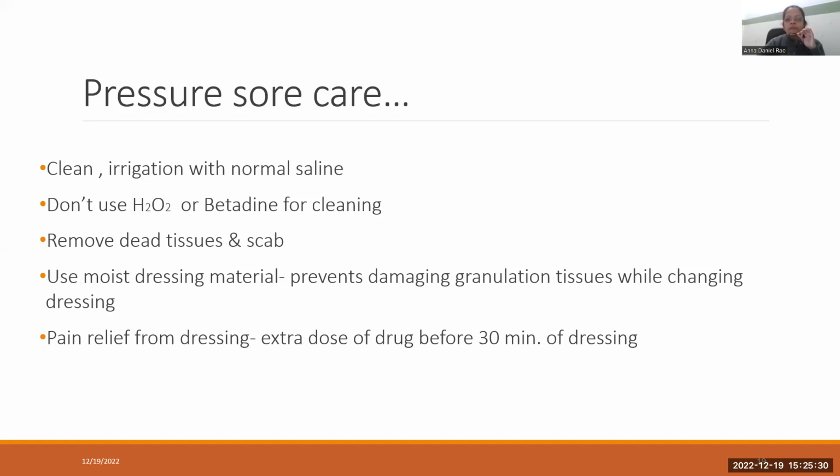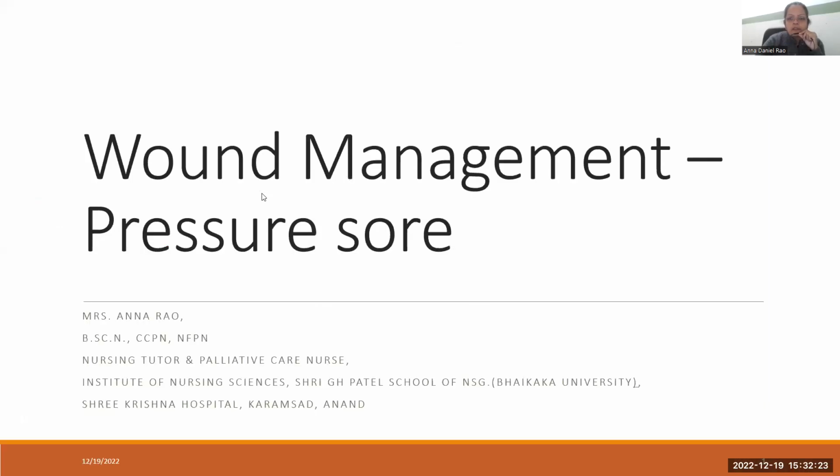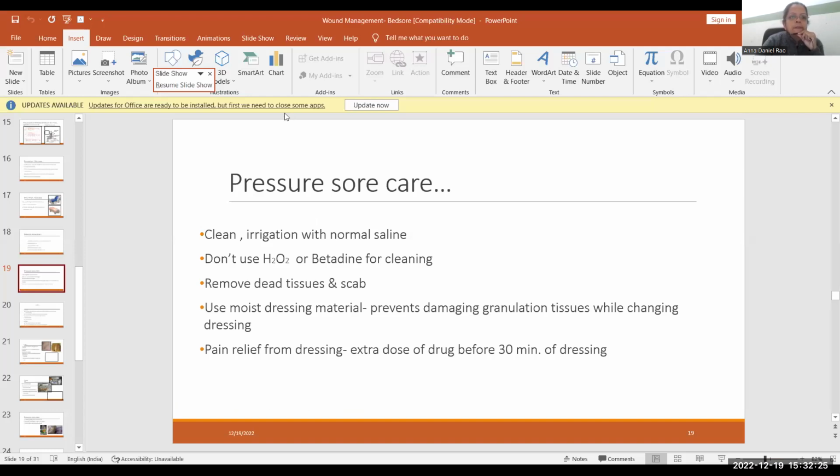So when we want to change the dressing, what will we do? First, we will soak the dressing. So ideally, you can tell the patient to take a good bath. Okay, so we are talking about the care of the bed sore wound, right?